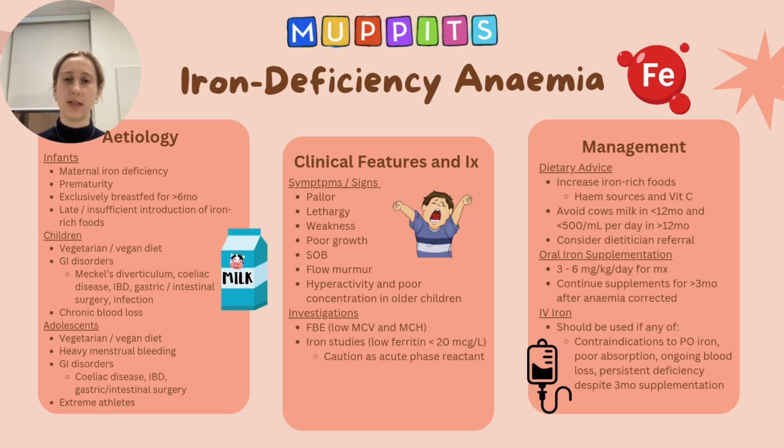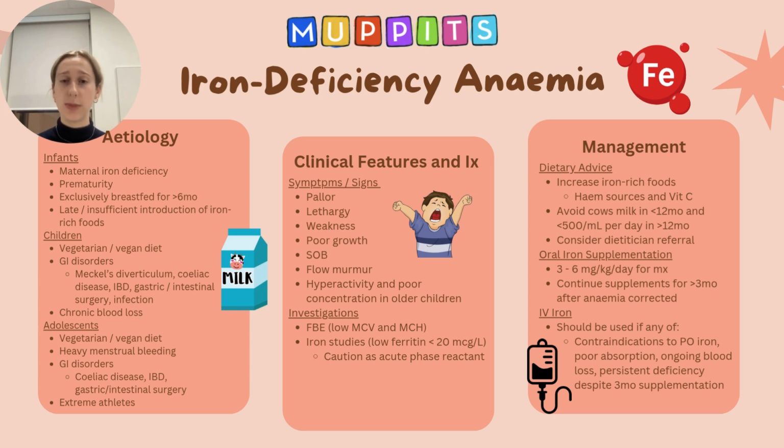So if the infant's being breastfed, they're not absorbing adequate iron because there's low amounts of iron in the mother's breast milk. Could be because the infant's premature. If they're exclusively breastfed for more than 6 months, they're not getting adequate iron through solids. And then again, late or insufficient introduction of iron-rich foods.